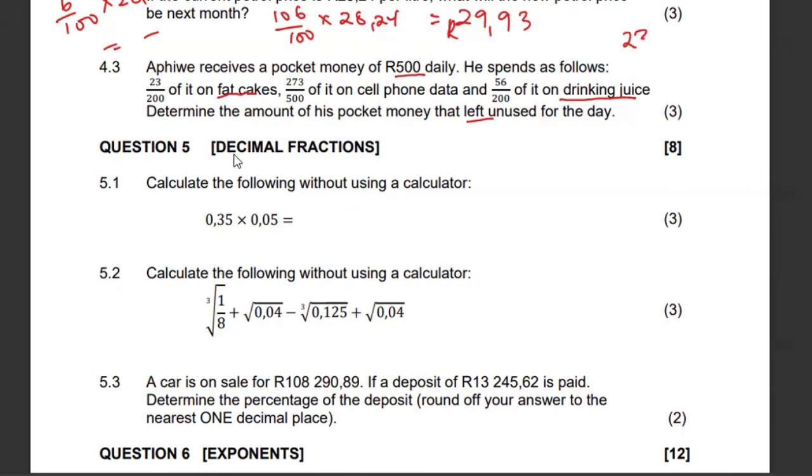So if we have 23 over 200 times 500, how much will be spent on the fat cakes? Does it make sense? I believe it should make sense. So 23 over 200 times 500 gives us 57,5. Those are just fat cakes.